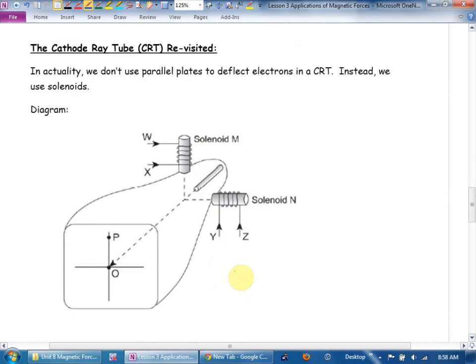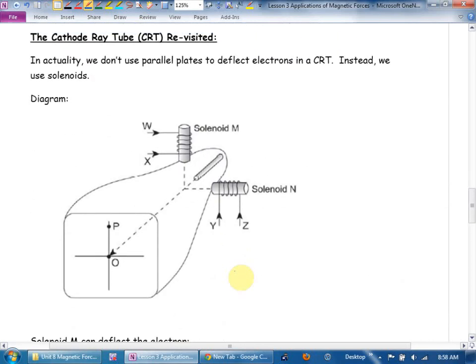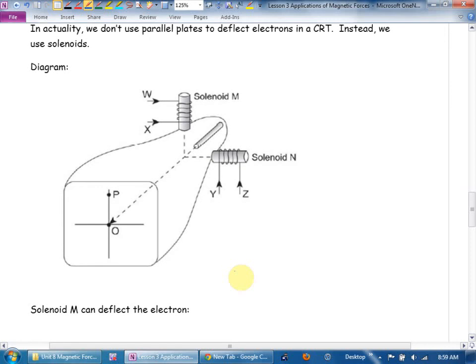A better application is the cathode ray tube. Televisions. Two units ago, when we looked at the cathode ray tube, the CRT, I told you that we use parallel plates to deflect electrons. We actually don't. What we use is two big solenoids. Here's our diagram. Here's my handy-dandy three-dimensional diagram.